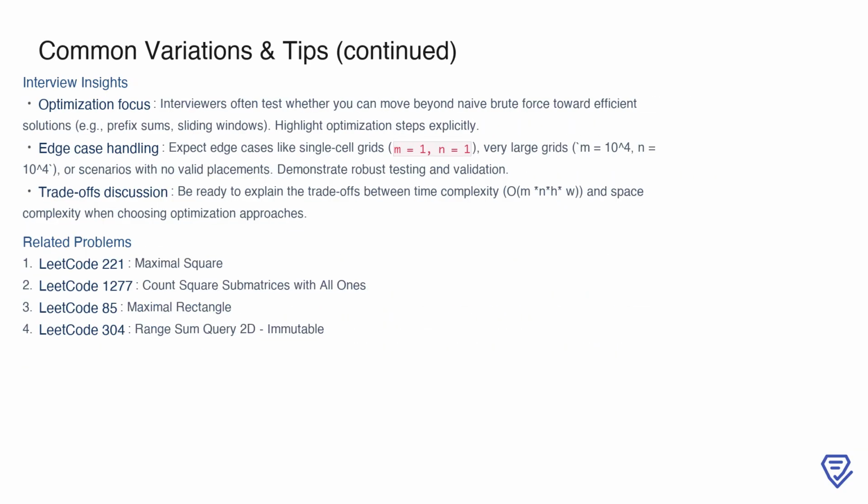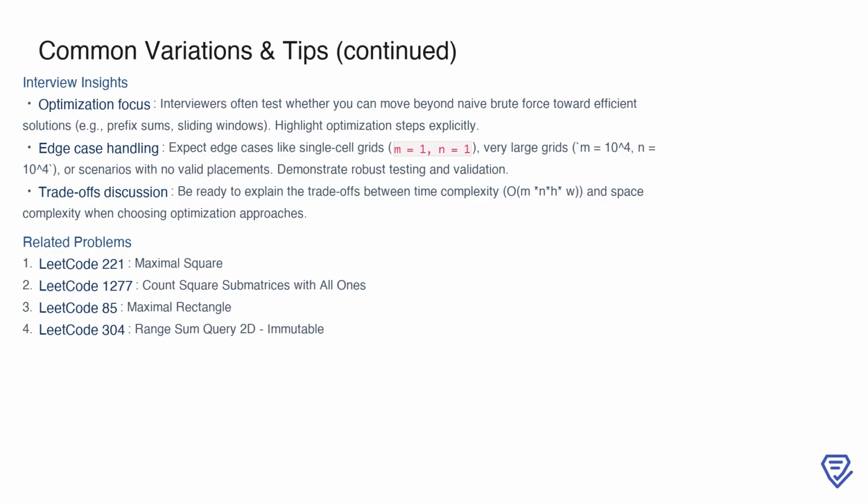Now, let's talk about some insights specifically related to interviews. One key area of focus is optimization. Interviewers often want to see if you can move beyond a basic brute force approach and implement more efficient solutions, such as using prefix sums or sliding window techniques. Make sure to highlight these optimization steps explicitly when explaining your solution. Another area to prepare for is edge case handling. Expect scenarios like single-cell grids, very large grids of dimensions up to 10^4 x 10^4, or cases where no valid stamp placements are possible. Demonstrating that your solution is robust and accounts for these edge cases can set you apart.